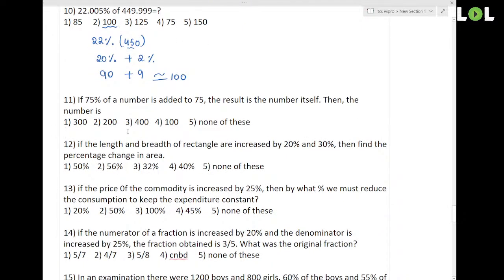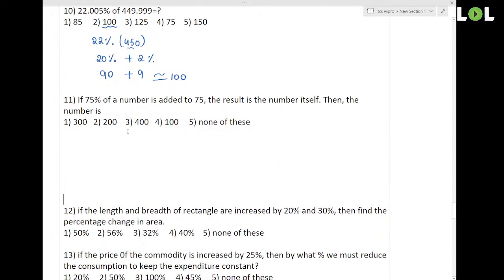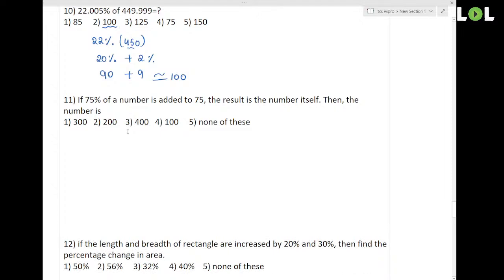Let us solve another couple of problems today. If 75% of a number is added to 75, the result is the number itself. 75% of a number, which number I don't know, let us consider it as x. 75% of a number is added to 75, then the result is the number itself. If it is added to 75, then the result is the number itself. Number itself means what? X. Okay. So how can we calculate?